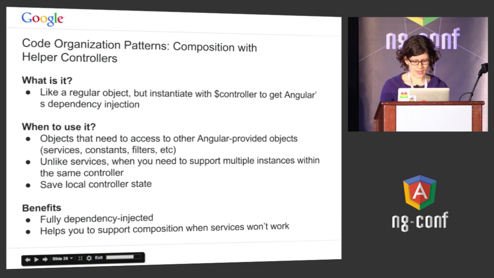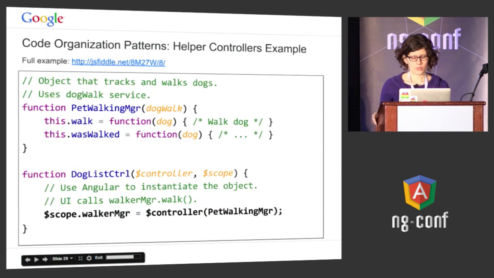The benefits are that it's fully dependency injected, and it helps you support composition when services won't work. So now instead of just walking dogs, I want to keep track of which dogs were already walked. So I move this into an object called the pet walker manager. But because I need to use the dog walk service I created before, I'd make this as a helper controller. So you can see my object here expects the dog walk service to be injected.